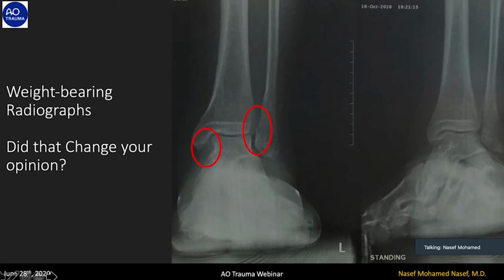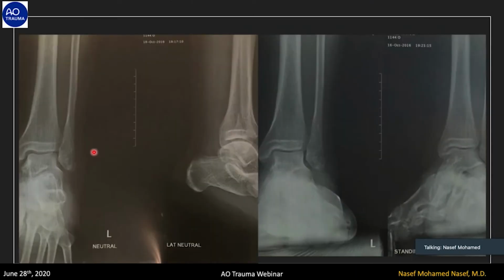So these are the stress views. And as you can see, it's a weight bearing. I could have done the CT, I could have done MRI, I could have done stress views on a fracture, maybe. But I actually had the patient with the fracture standing. And as you can see here, the medial space opened up, and we'll show it in comparison. The talus shifted. You can see the tibial plafond with the talar, and the syndesmosis shifted. And these are the comparative views, as you can see, between the non-weight bearing and the weight bearing.